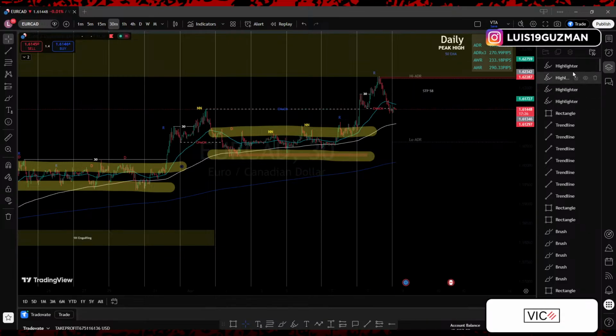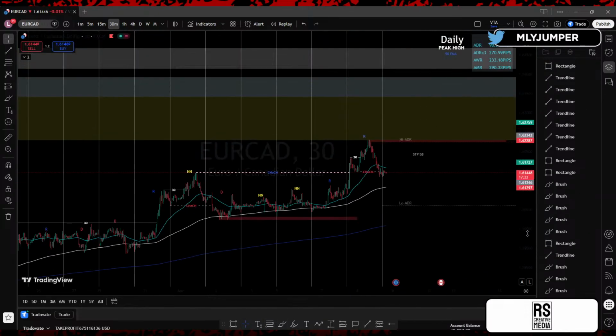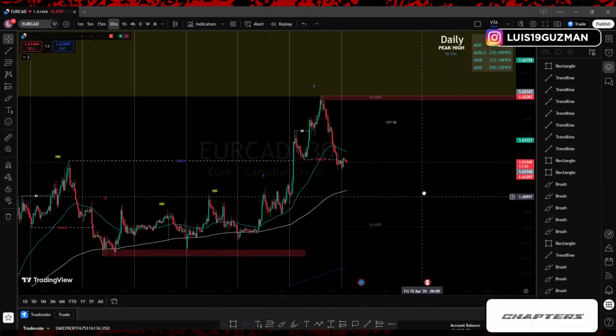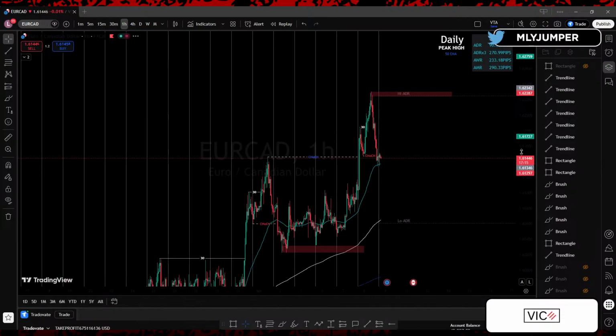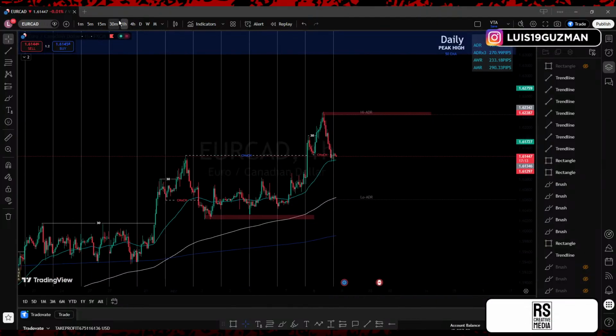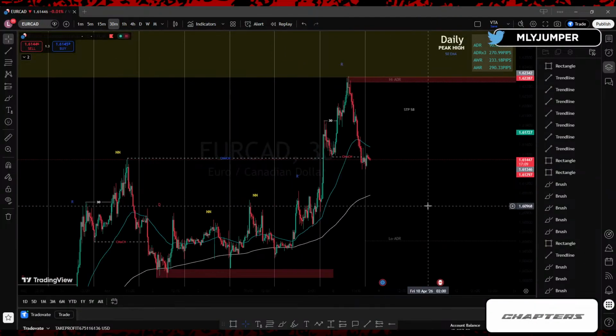But the 1 hour, again, I can't really give you anything on it because I don't use it. Using the 1 hour for structure just doesn't make sense. You could, because it's the same exact chart as a 30-minute, but the 30-minute gives you just a little bit more information. But we still didn't make a 30-minute BOS. Why even look at the 1 minute?